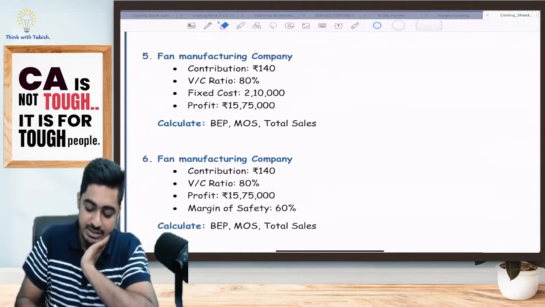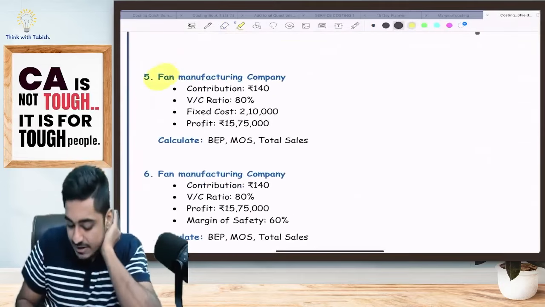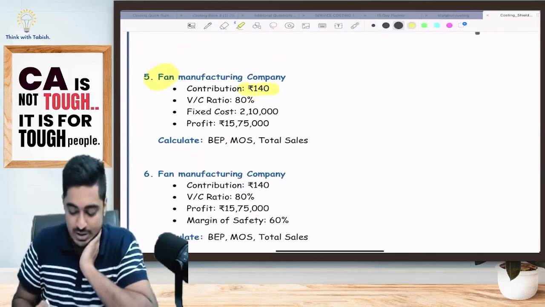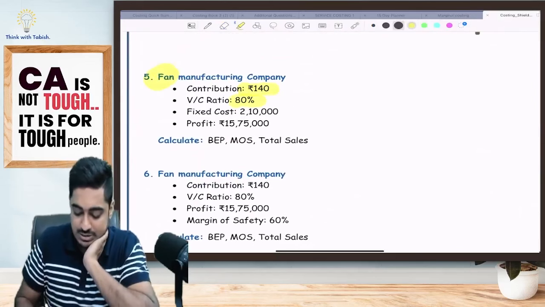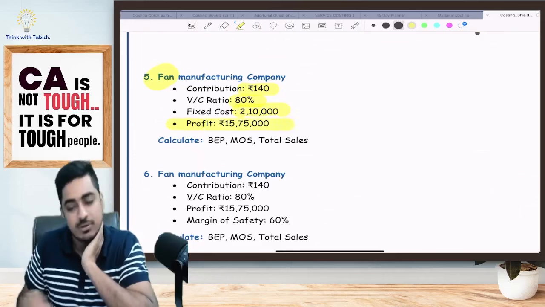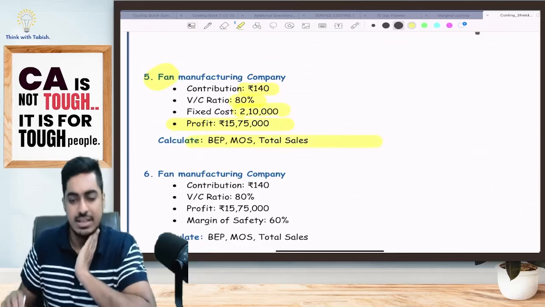I am manufacturing a fan. By selling every fan, how much contribution am I getting? 140. What is my variable cost? 80%. Fixed cost is 2,10,000. Total, how much profit do I want? 15,75,000. Everything I'll have to calculate.